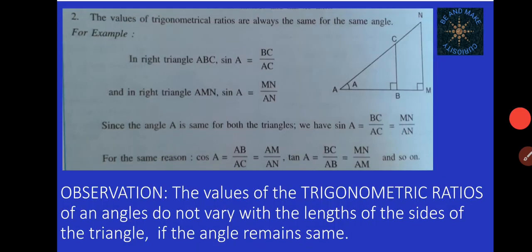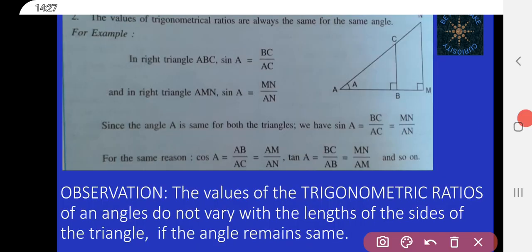So next, see here, the values of trigonometrical ratios are always the same for the same angle. Whatever the length of a triangle, if the angle is same, then the values of trigonometrical ratios are always the same for the same angle.